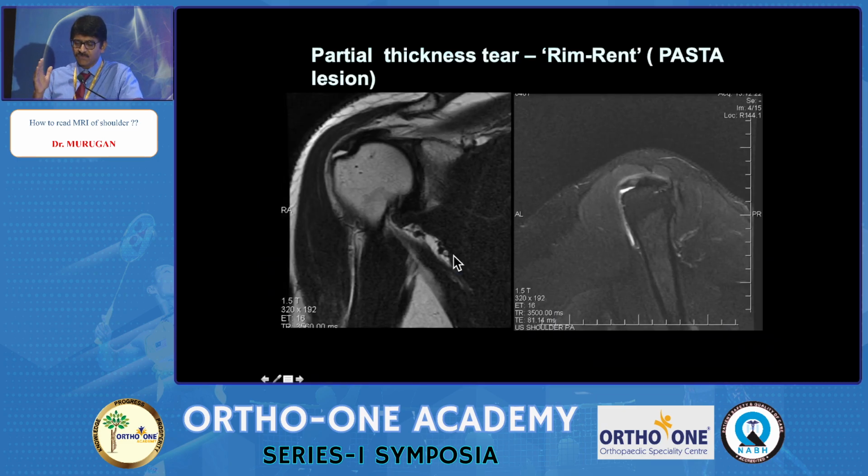Now we come to the actual interpretation. Okay, so we see this. This is a coronal image. This is a sagittal image. You can see that there is a fluid intensity. It is not extending to the bursal surface. So this is a classical rim rent or PASTA lesion, partial articular surface tendon avulsion, or rim rent.